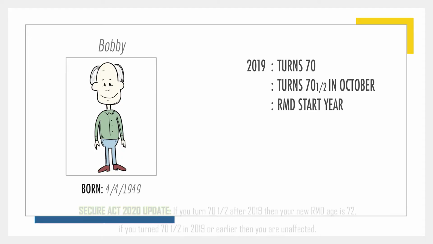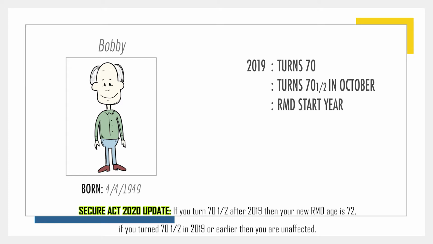Let me share with you an example to illustrate some of the moving pieces and make this concept a little bit easier for you to understand. As always, I love to share stories, and in this example, we're going to talk about a strikingly handsome man by the name of Bobby, who was born on 4/4 of 49, effectively for 2019, making him turn 70 in this year. Now, also in 2019, because he was born in April, he turned 70 and a half in October, making 2019 Bobby's RMD start year.